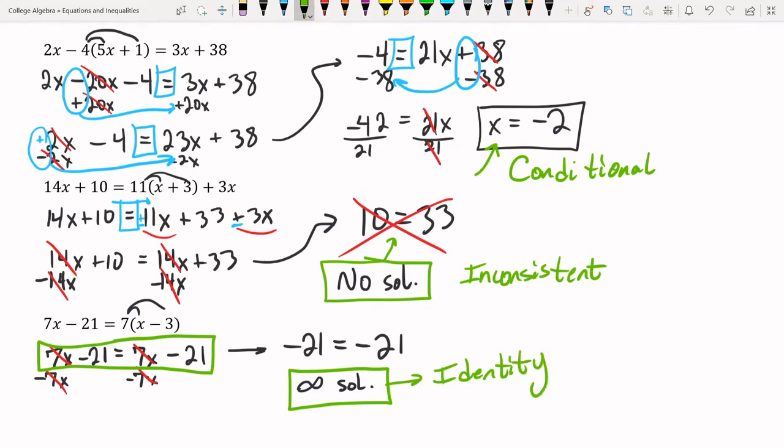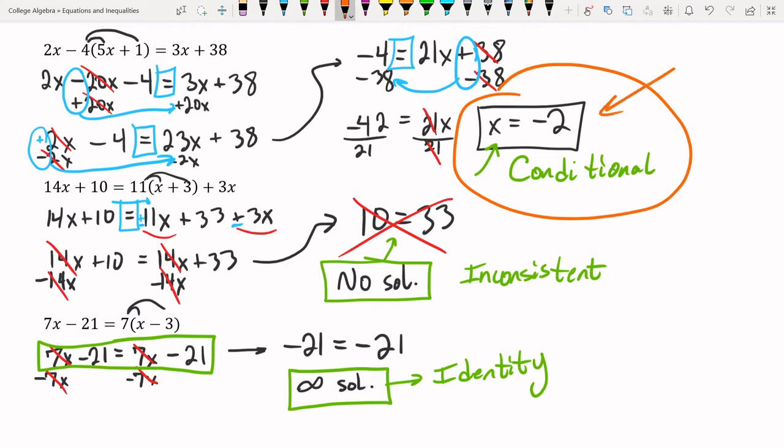Typically, whenever we do this, we're really looking for this type of problem here. We really want to have a conditional solution. The other two happen, so it's important to know what they are, but they're special cases that you don't really want unless you're looking at certain very special systems. What we're really looking for is a conditional solution.